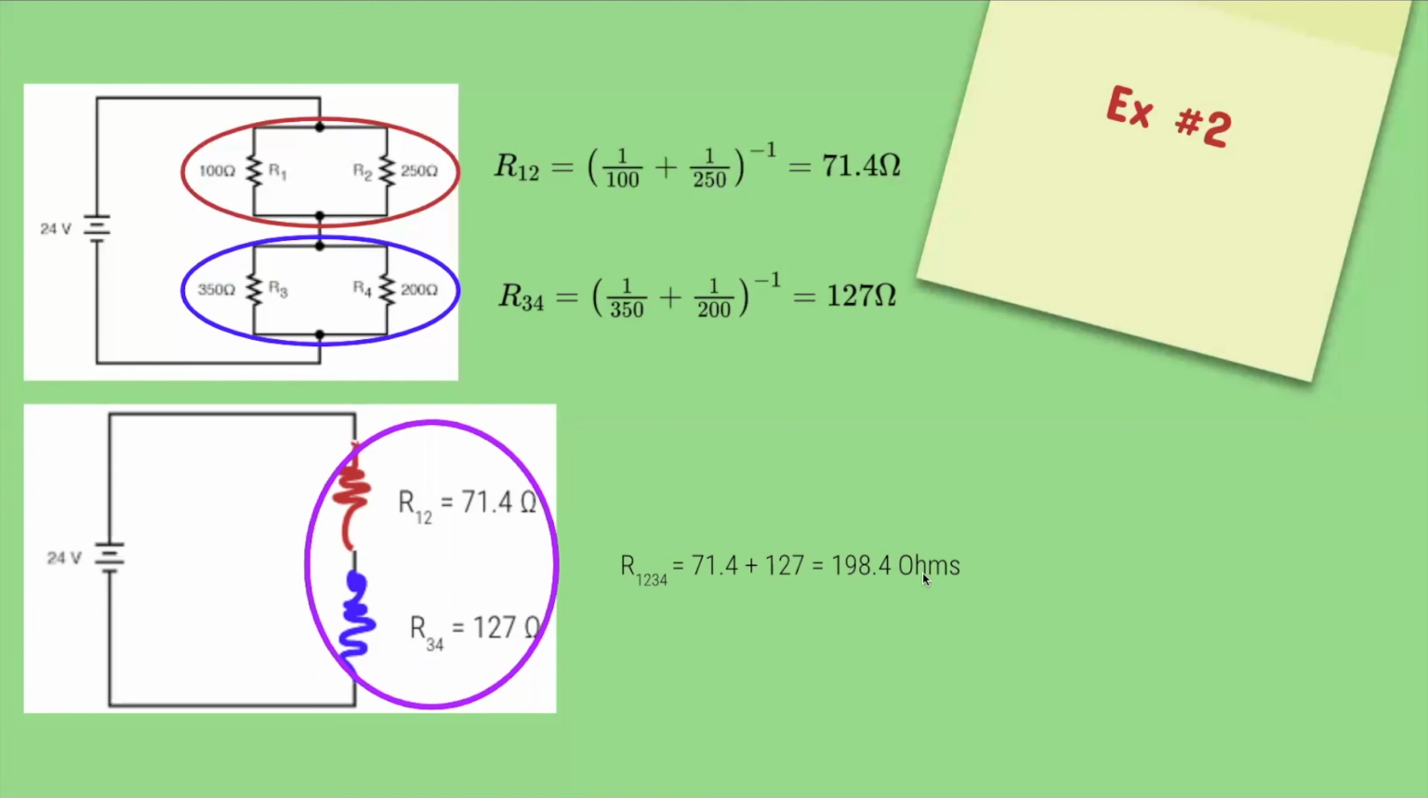So to calculate equivalent resistance, you identify small sections, calculate the equivalent resistance of that section, redraw and replace it in the circuit, and continue simplifying until you get down to just one resistor.